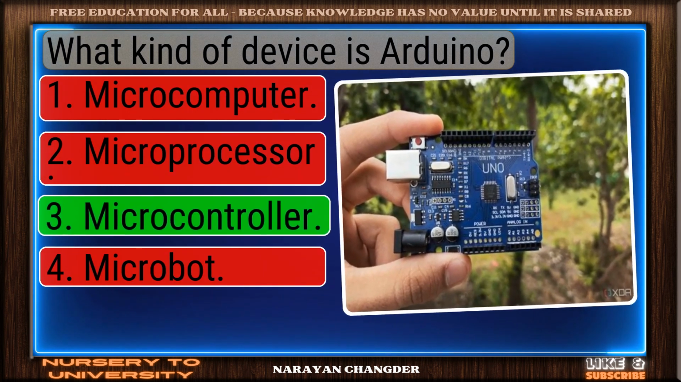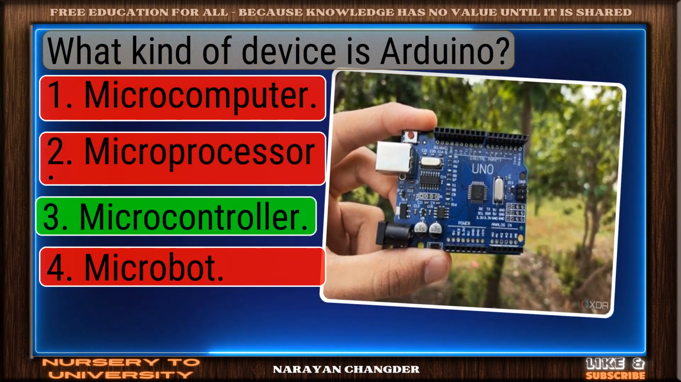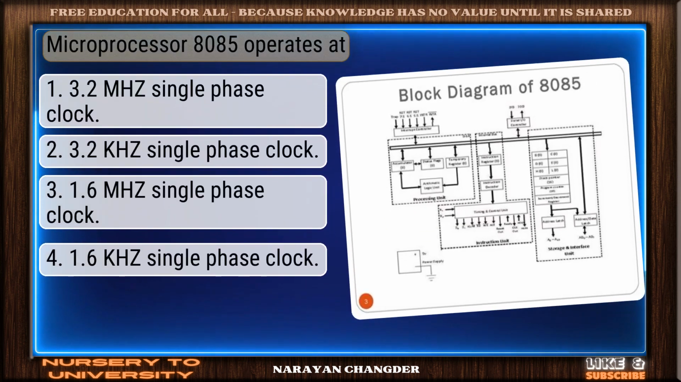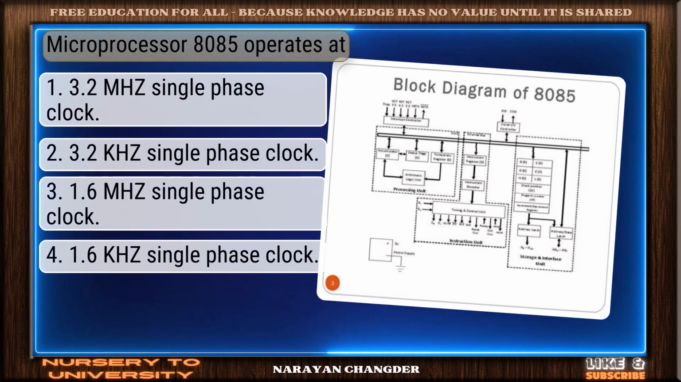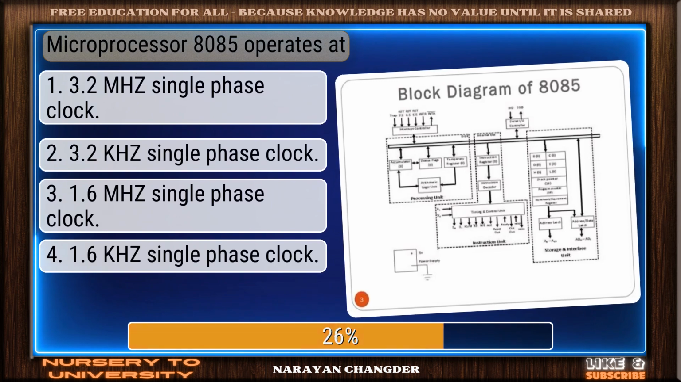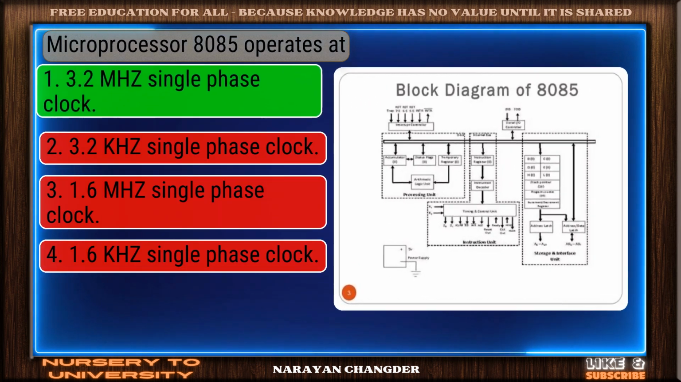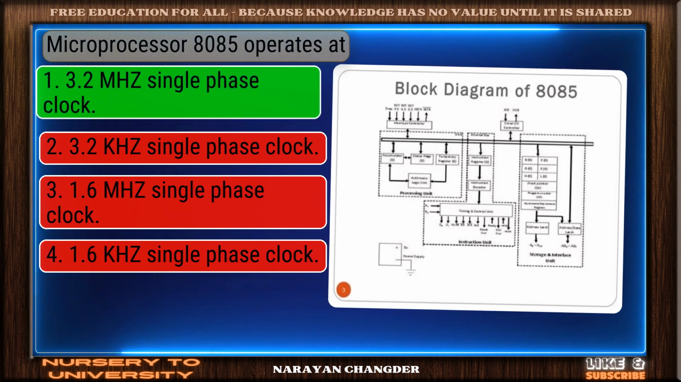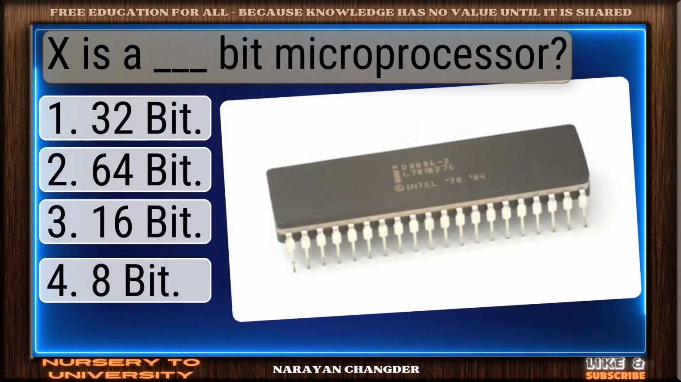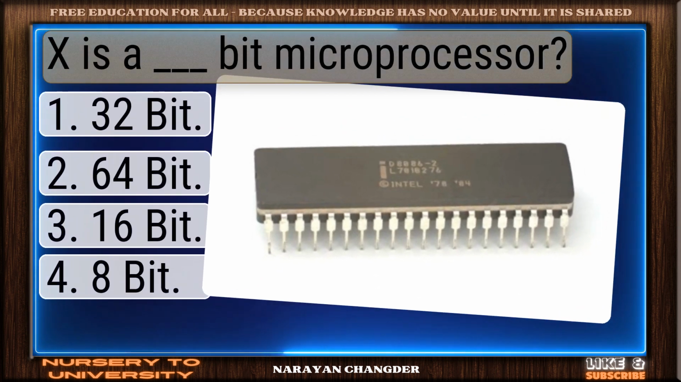Smart move. Microcontroller is an accurate answer. Question number 67. Microprocessor 8085 operates at? Solid response. 3.2 MHz single-phase clock is a valid choice. Question number 68. X is a dash-bit microprocessor.